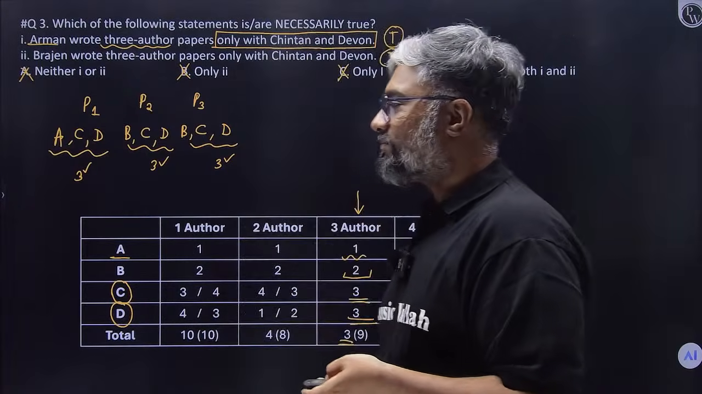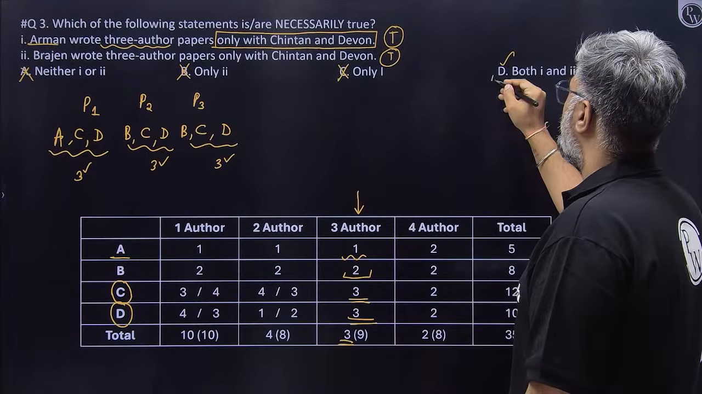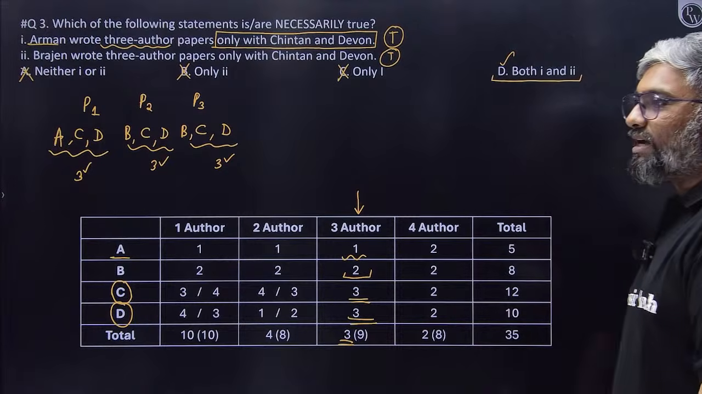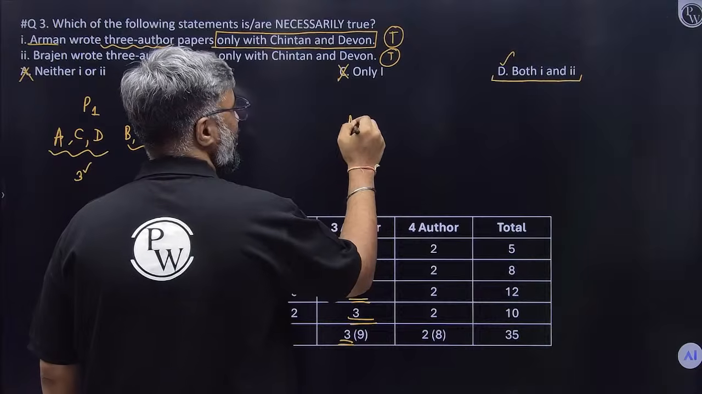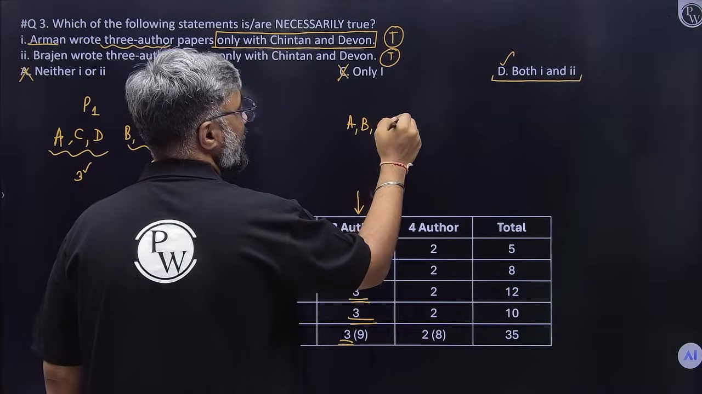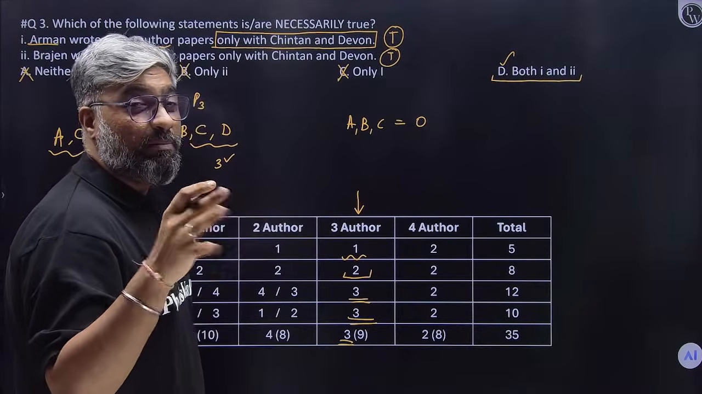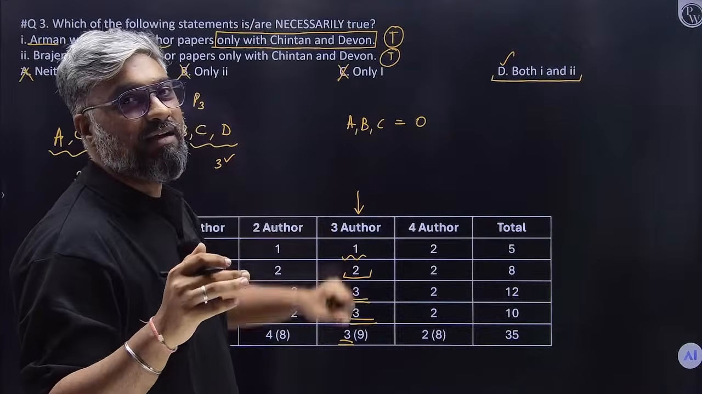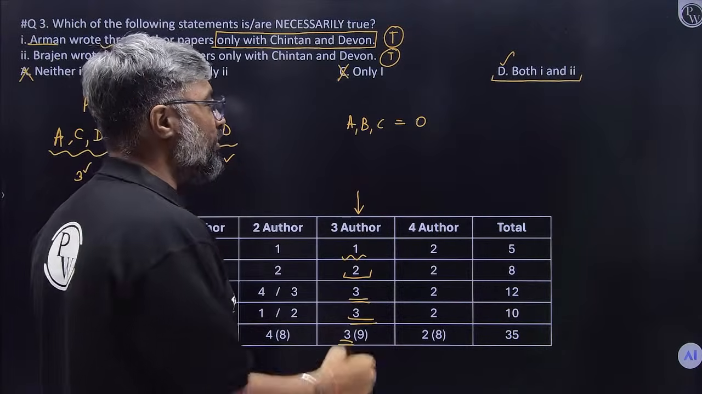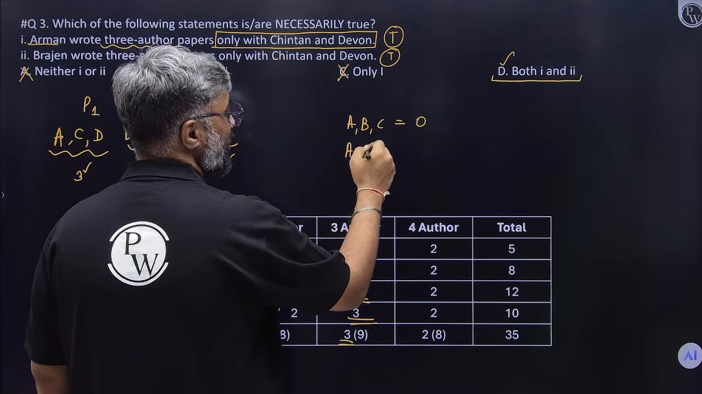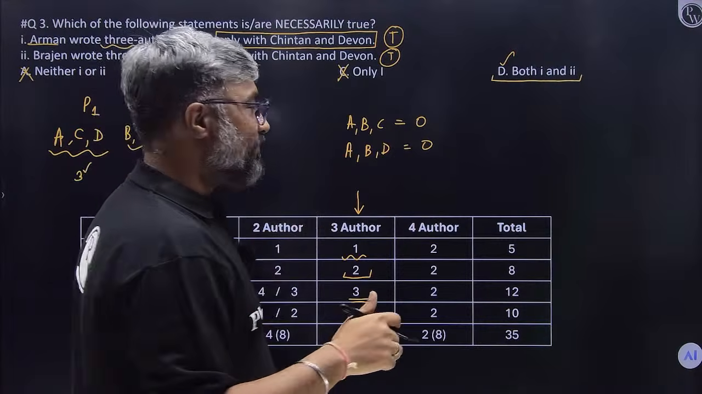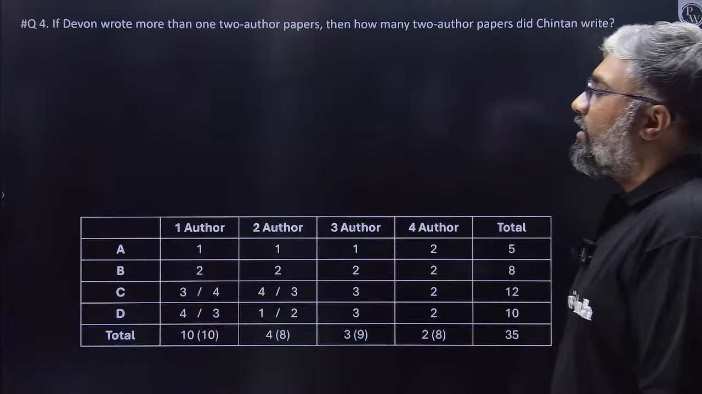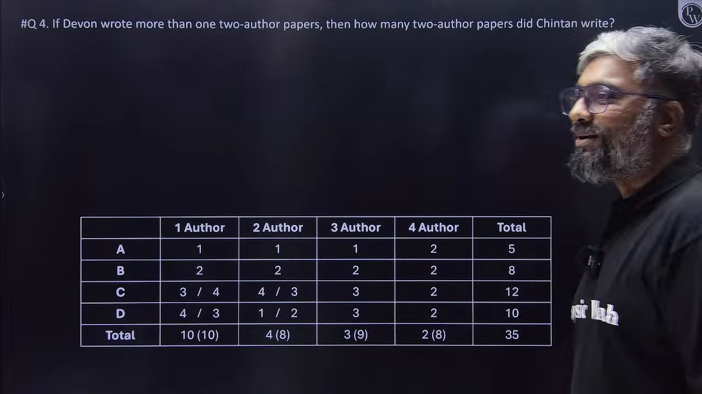So what's the answer? Option D. Perfect. Technically, what they're saying is that there are no papers where only A, B, C have contributed, and for A, B, D, no such papers exist. Clear? Moving on. Now, the last question, the 4th question, was what?